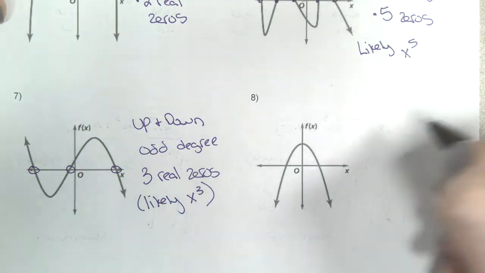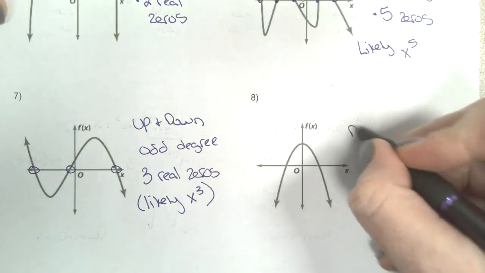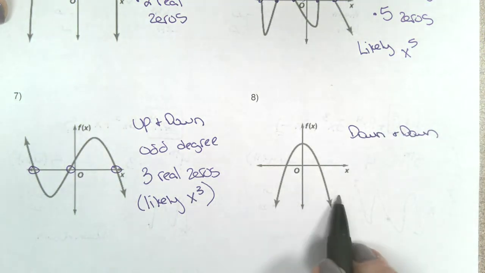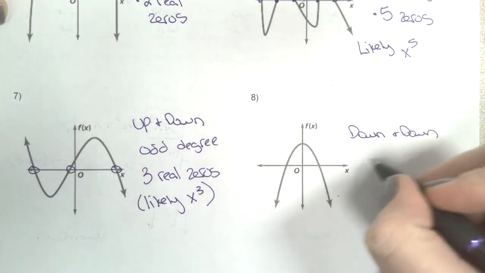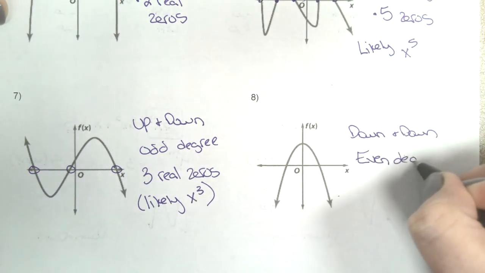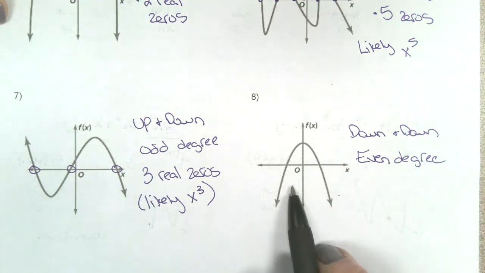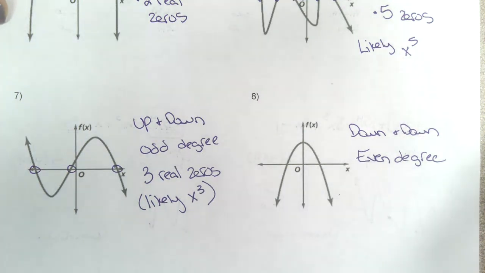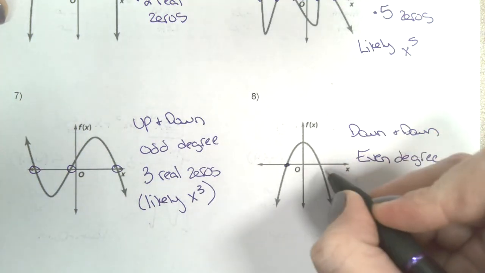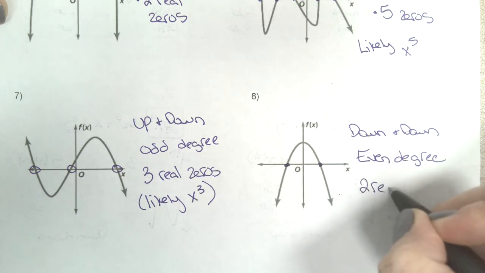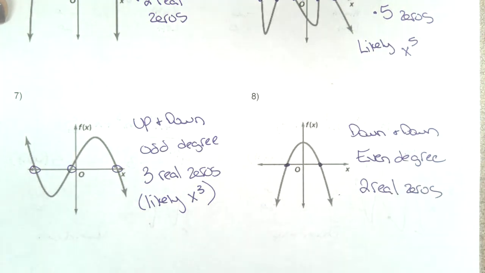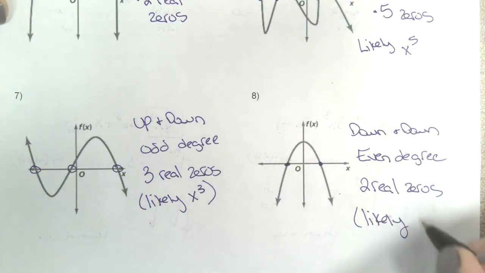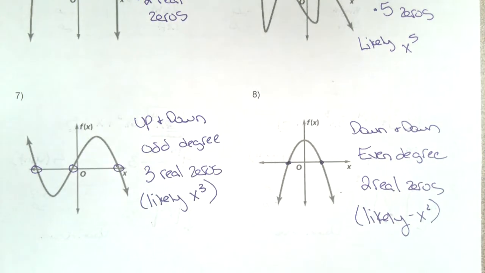And then number 8, it is going down and down. So when your end behavior is going in the same direction, that is characteristic of an even degree polynomial. So this looks like a negative x squared to me because it's flipped and it's going down. How many real zeros does it have? It has 2 real zeros because it crosses the x-axis 2 times. So this is likely like a negative x squared.